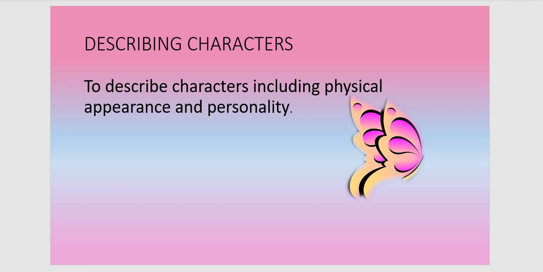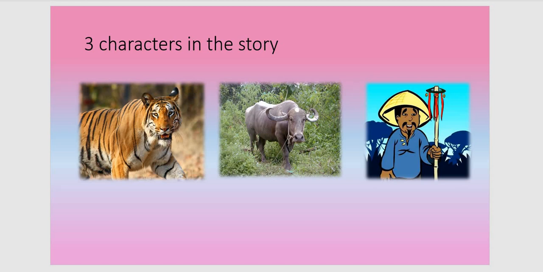Yesterday, you read the story on how the tiger got its stripes. We also answered the questions. Now, let's move further on with this by describing the characters by understanding their physical attributes and personality. So, let's get started. The three characters in the story are tiger, water buffalo and man.